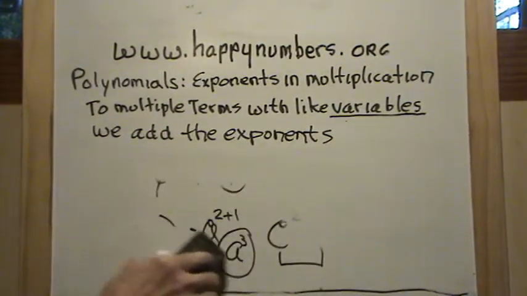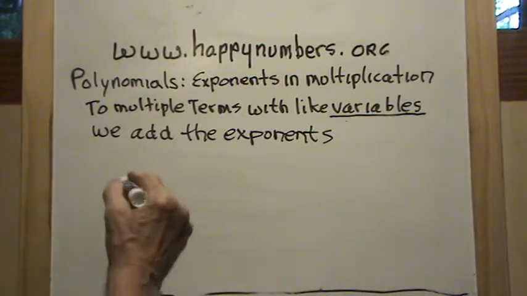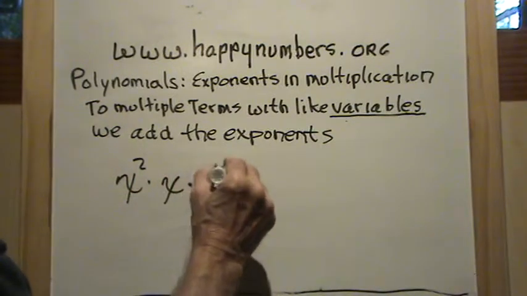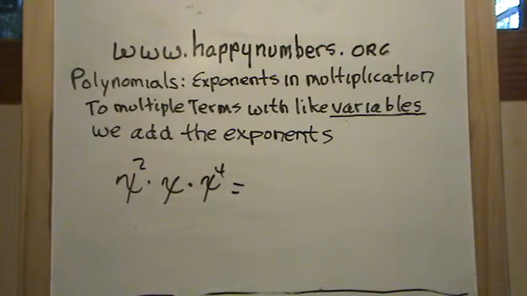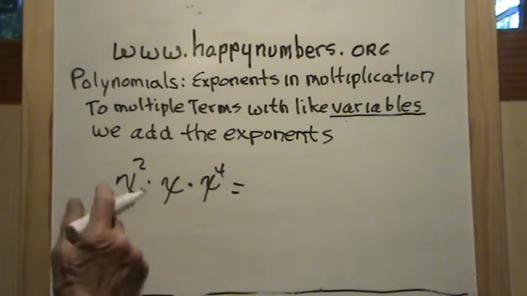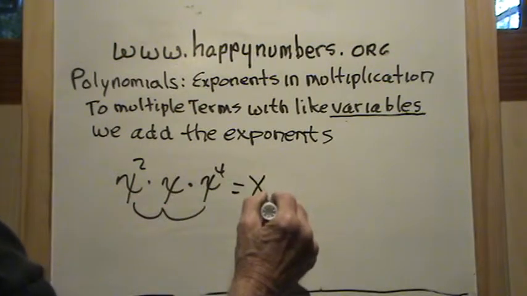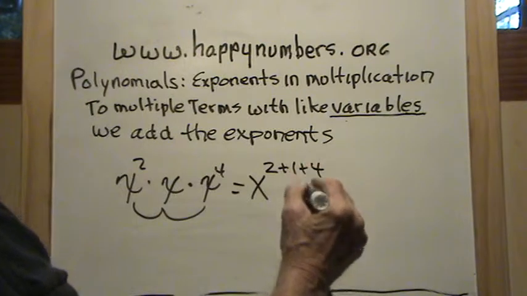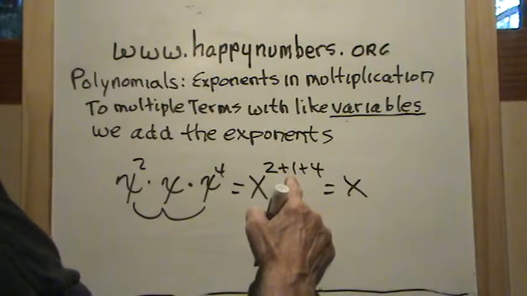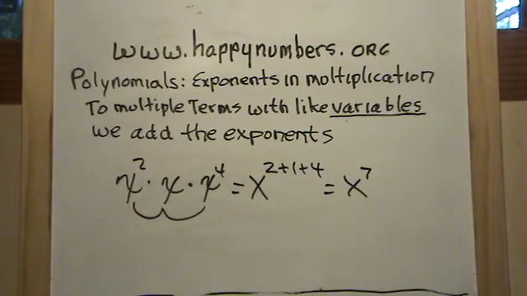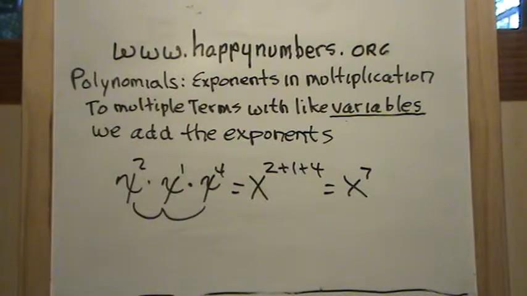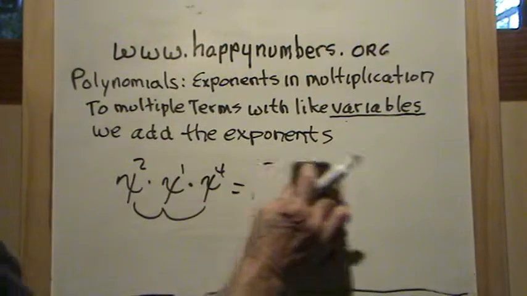By the way, let me just speculate here for a minute. What do you think about this? X to the 2nd times x times x to the 4th. What do you think the solution to that would be? Well, if you said, my variables are the same, so it would be x, and it would be 2 plus 1 plus 4, which would be x to the 7th. As long as the variables are the same, we just add the exponents, and you have to remember there's a 1 as an exponent there. Well, very good. That's all there is to that skill set, so thank you very much.